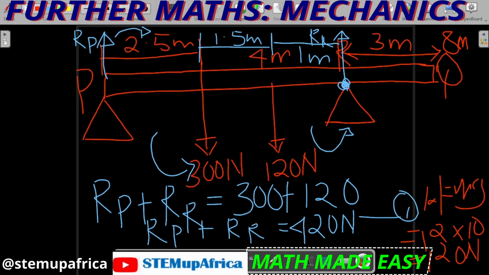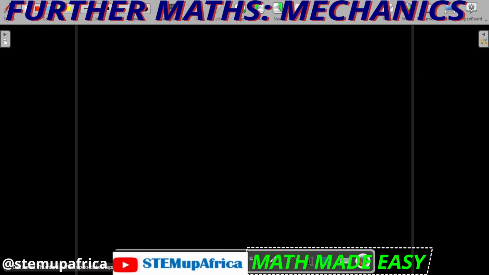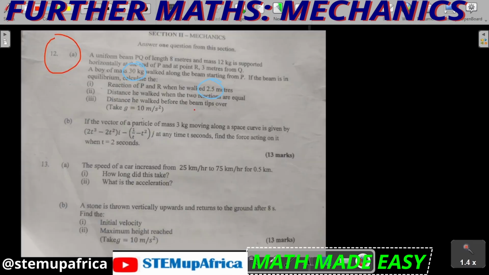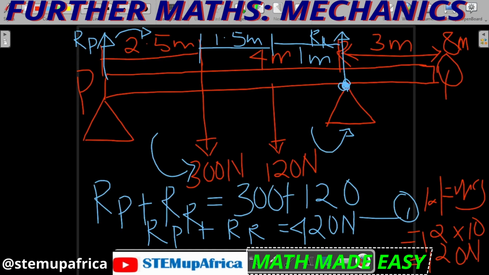I will now classify, I will say sum of moment at R equals to 0. As you know, moment is force times distance. So what is the distance of this force to R? Distance of 120 to R is 1 meter. Distance of 300 to R is 2.5 meters. And distance of RP to R is simply 5 meters.